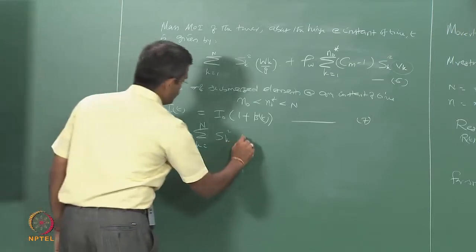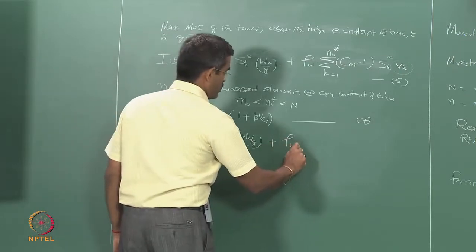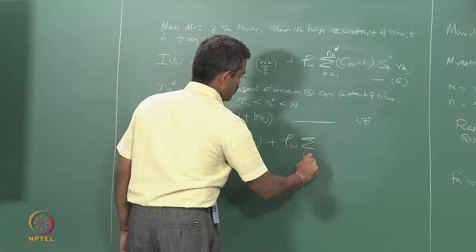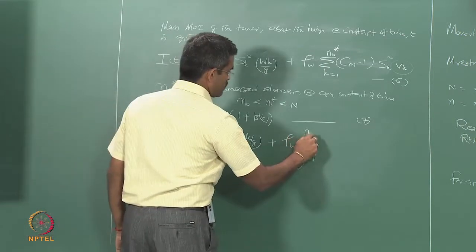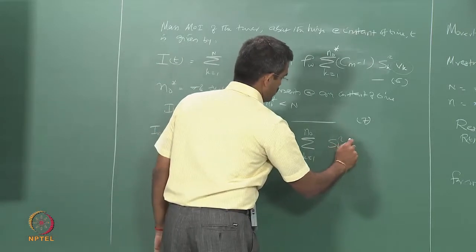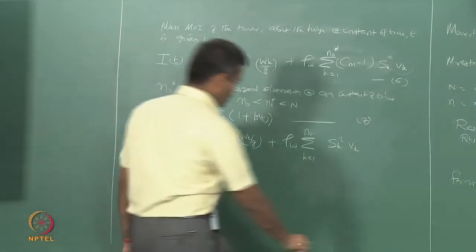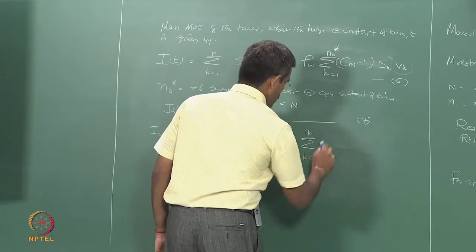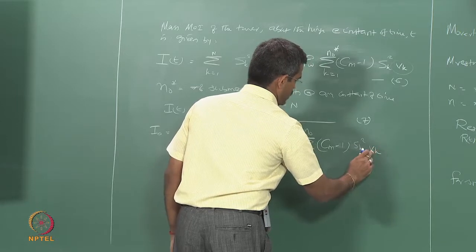Wk by g plus rho W, k equals 1. Now I will use N0 because I am talking about the undisplaced position, Sk square Vk and Cm minus 1. Okay, let me do it in the same order. Let us say Cm minus 1 Sk square Vk.